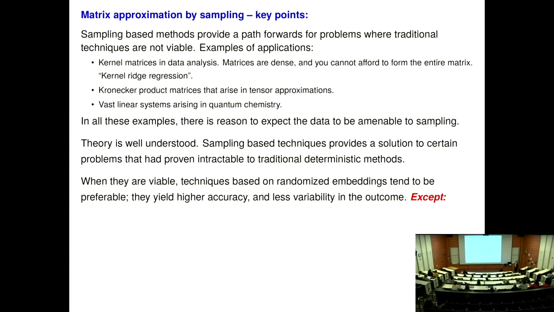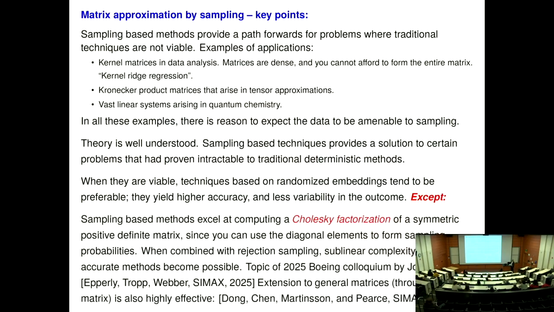Let me just connect to, I understand that Joel Tropp gave a talk about this last year. This is a really cute hybrid method between sampling techniques and the mixing methods that I described before. It turns out that for the specific task of doing a Cholesky factorization of a symmetric positive definite matrix, you can use the diagonal entries of a positive definite matrix as the sampling probabilities. In this way, you can compute a factorization in less than n squared operations, which is really cute.